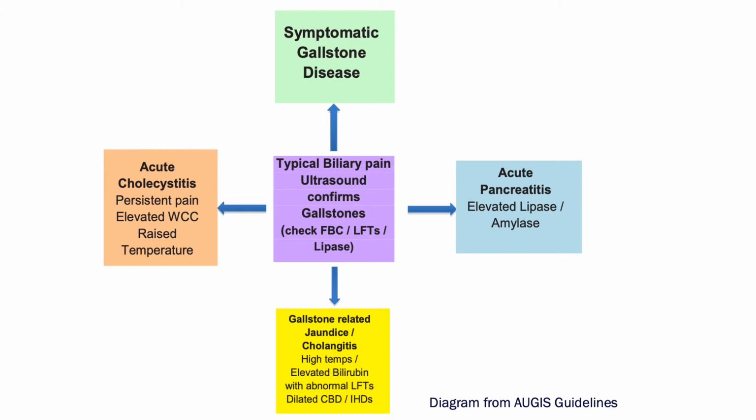Below, you could also have the cholangitis picture, where they may have high temperatures and a raised bilirubin with abnormal LFTs, and again on the ultrasound they may have dilated ducts. Finally, on the right hand side, if our bloods came back and showed there was a raised amylase or lipase, we'd be thinking it's an acute pancreatitis. Now I'm just going to move on to giving you some management pathways for each condition.